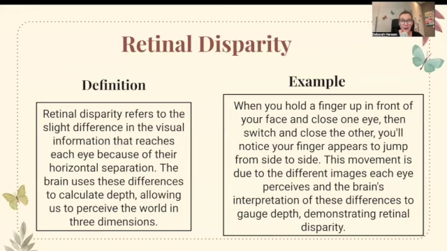Retinal disparity. Retinal disparity refers to the slight difference in the visual information that reaches each eye because of their horizontal separation. The brain uses these differences to calculate depth, allowing us to perceive the world in 3 dimensions. The world, not worlds, we only have one, right? When you hold a finger up in front of your face and close one eye, then you switch and close the other, you'll notice your finger appears to jump from one side to the other. Go ahead and try that. This movement is due to the different images each eye perceives and the brain's interpretation of these differences to gauge the depth, demonstrating retinal disparity.